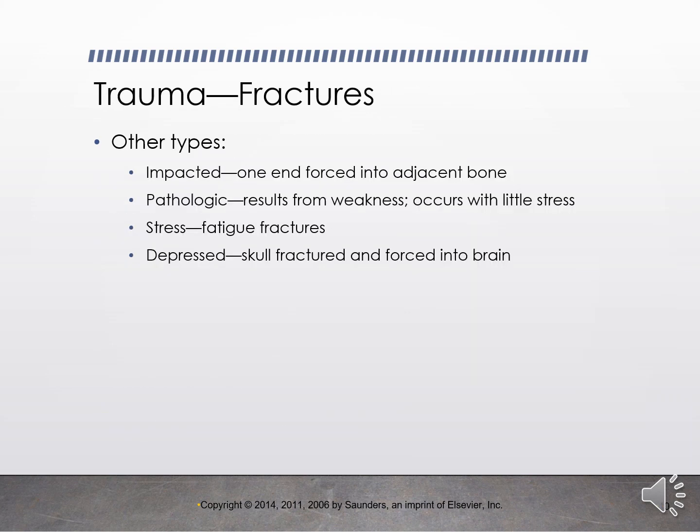Impacted fractures happen when one end of the bone is kind of telescoped into the adjacent bone. Pathologic fractures happen when the bone is weak from conditions like tumors or osteoporosis, and the break in the bone happens very easily. Stress fractures happen when there's a repeated excessive stress on the bone. Depressed fractures happen in the skull when the broken section is forced inward and pushes on the brain.